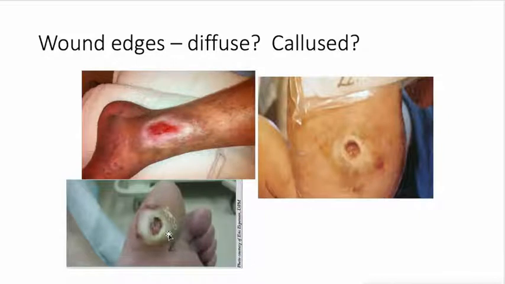Look at the wound edges. Are they diffuse? Are they calloused? So we see a couple calloused ones here, and this is a diffuse one.